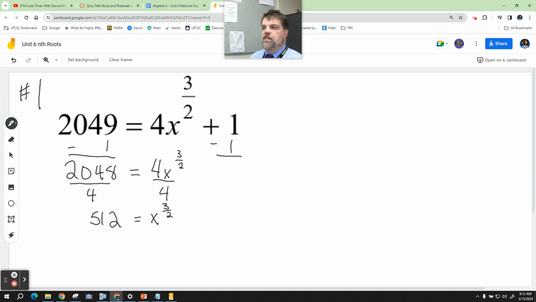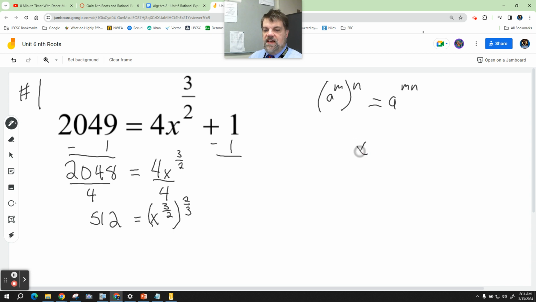Now what's not fun about this? The fraction, right? So here's a little trick you could do too. Let's take this and raise it to the 2/3. Remember that when you have a power raised to a power, the shortcut is you multiply the powers.